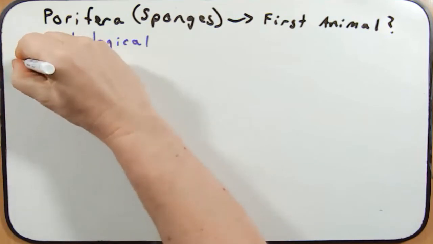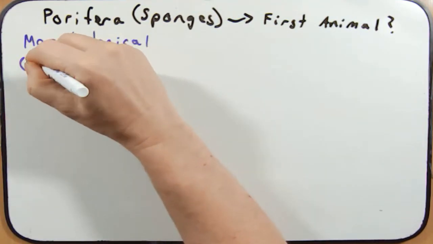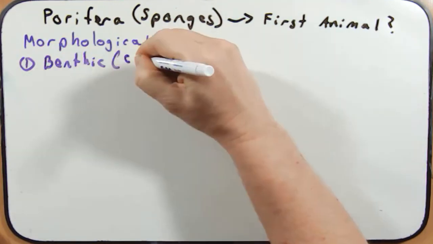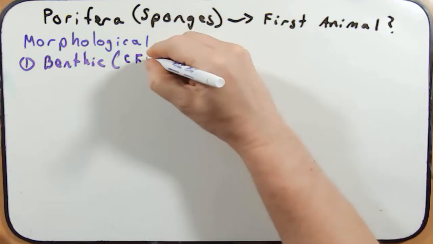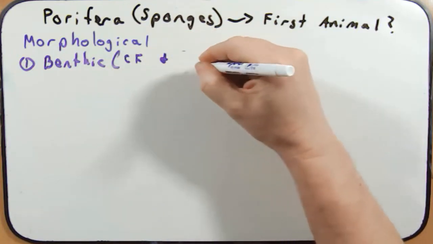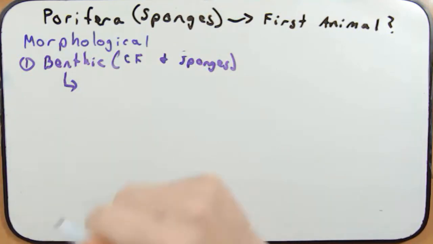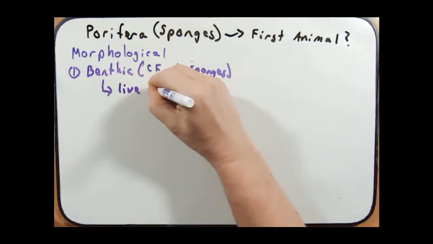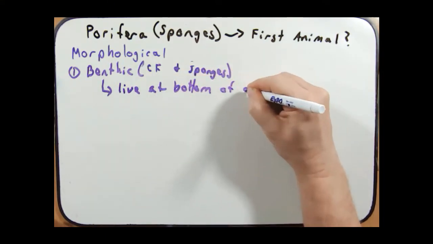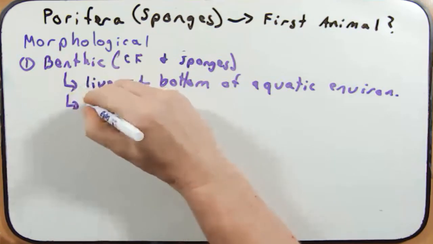The first piece of evidence is that choanoflagellates and sponges are benthic. And I'm just going to abbreviate the choanoflagellates as CF. So as I said, the choanoflagellates and sponges are benthic. And what I mean by benthic is that they live at the bottom of an aquatic environment. They are non-motile.